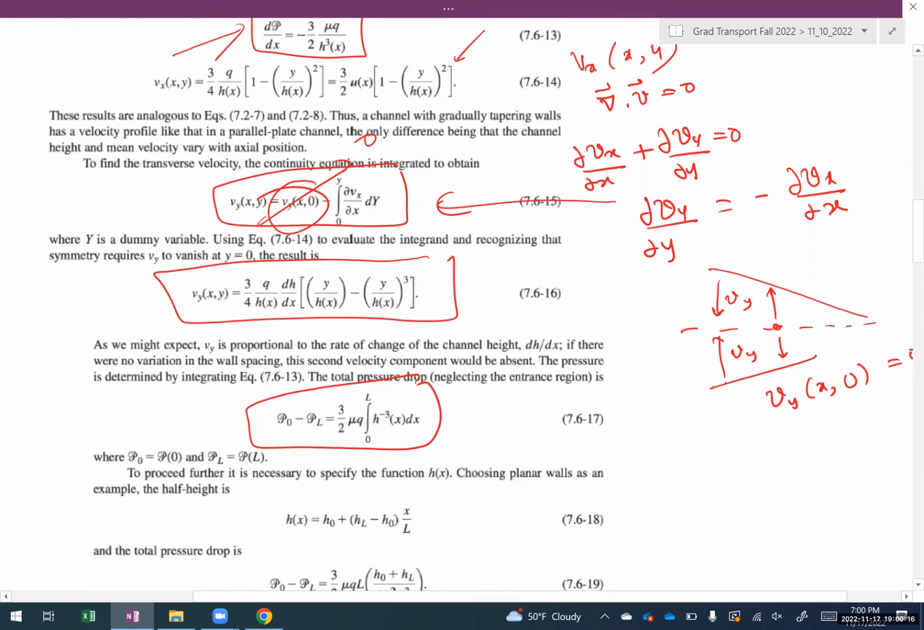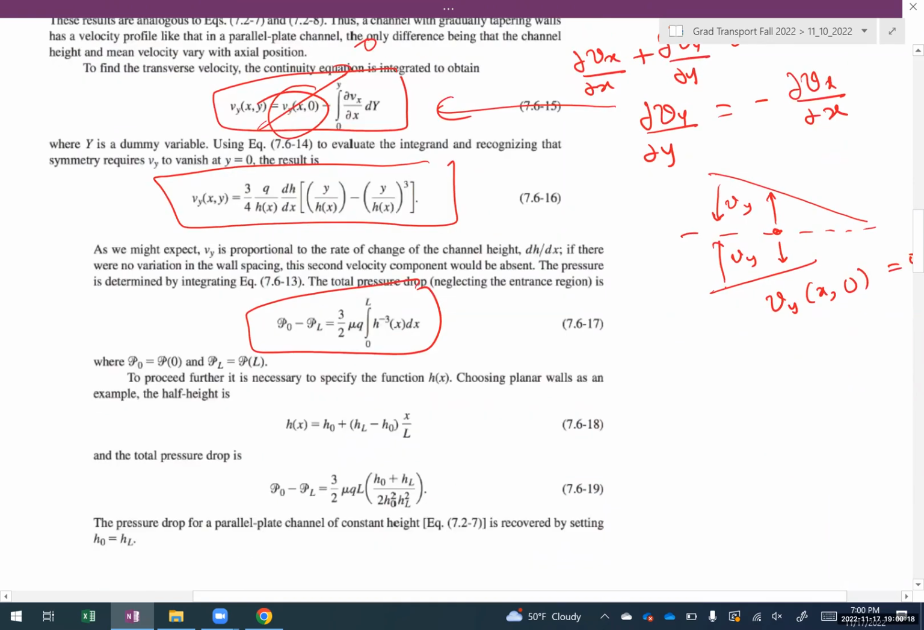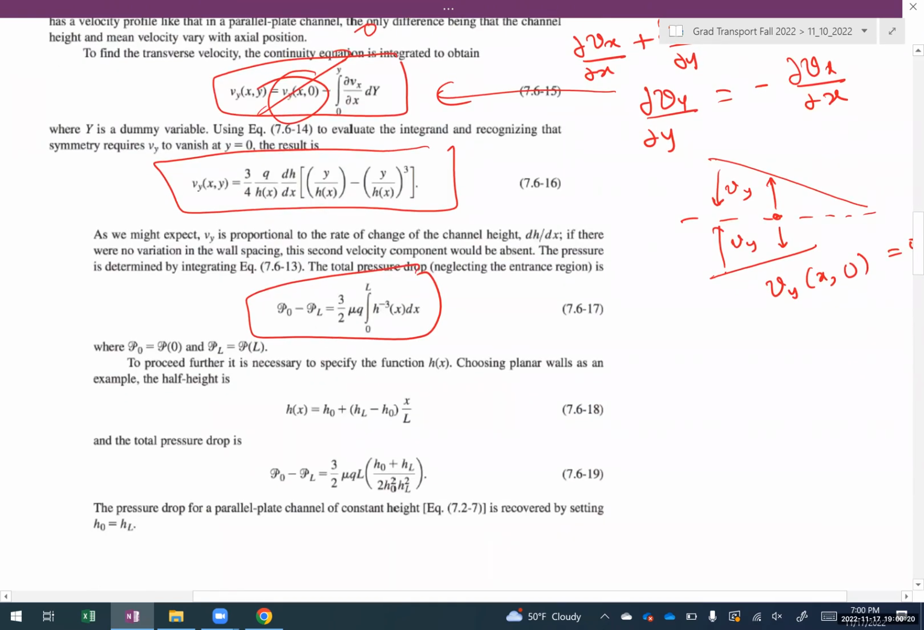Now, if you want to calculate the pressure drop across this tapered channel, you need to know how H changes as a function of x, or the taper, the geometry. If you assume that it goes linearly with distance, plug it back in and you can get to an analytical expression for the pressure drop. Okay, that's it. Simple, right?